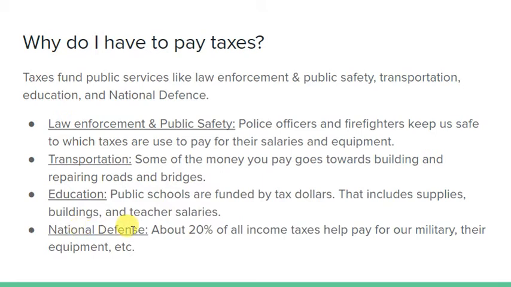National defense, that's me again. 20% of all income helps to pay for our military and equipment. As a reminder, we have one of the larger military forces in the world right now. This tax pays for the salaries of military people and their VA benefits as well. So if a military person separates from the military and happens to be disabled, your tax dollars pay for their disability as well.